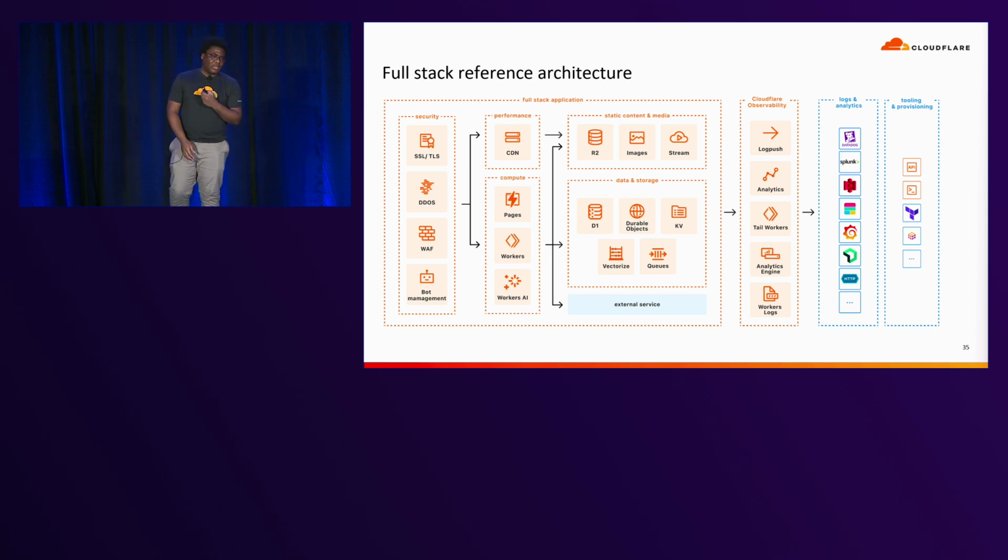We have a few data and storage products. Cloudflare D1, which is a SQLite database that is available to you. Cloudflare KV, which is a fast KV store, and by fast, I'm talking less than 10 milliseconds across the world to get data into your application. We have Vectorize, which is our vector database. We have Cloudflare Queues, which is a queue service, again, replicated across the globe.